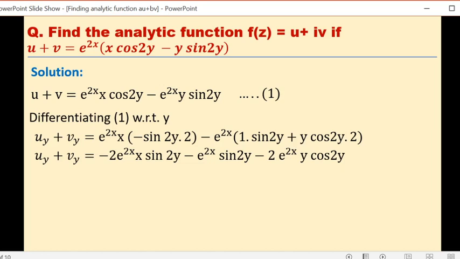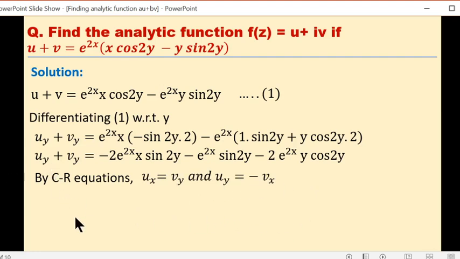Vx नहीं, Vy चाहिए. Very good. We want Ux and Vx. Excellent. So we use Cauchy-Riemann equations. Yes, Ux and Vx are required. Excellent. By Cauchy-Riemann equations, Ux equal to Vy and Uy equal to minus Vx.